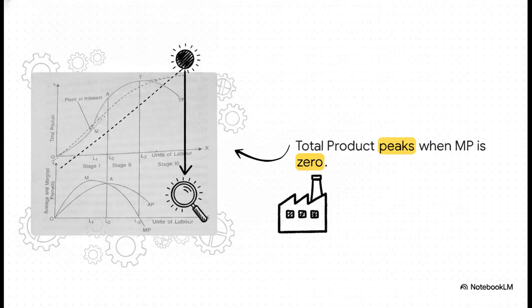Think about it. When an extra worker adds absolutely nothing to the output, literally 0 marginal product, your total output has naturally hit its absolute ceiling.